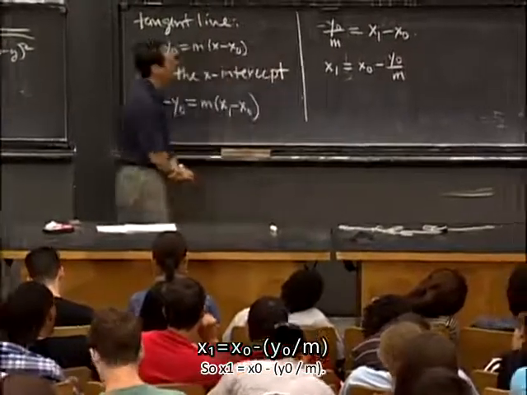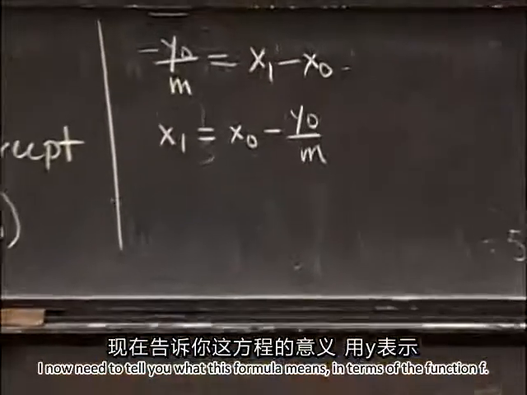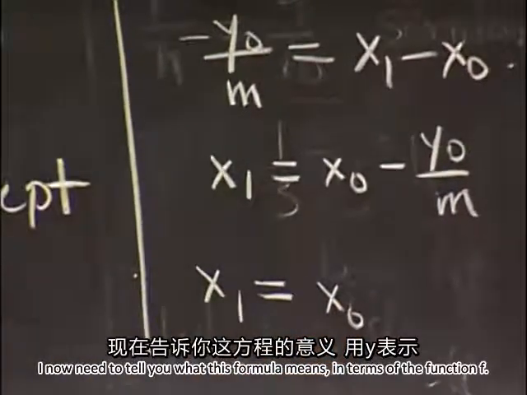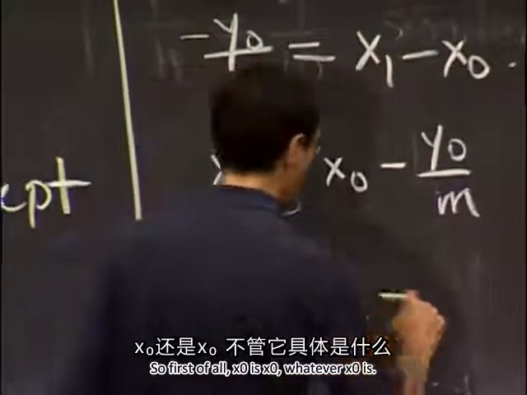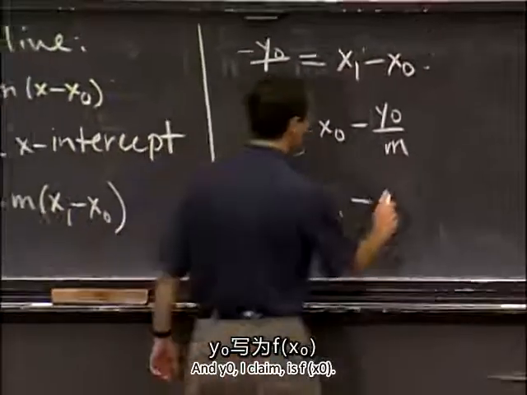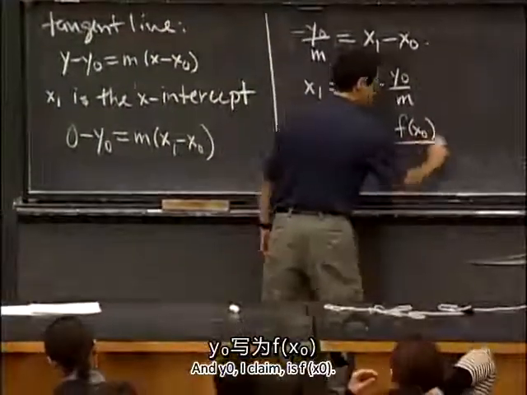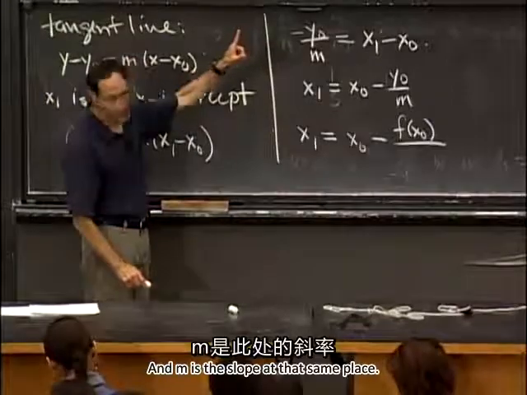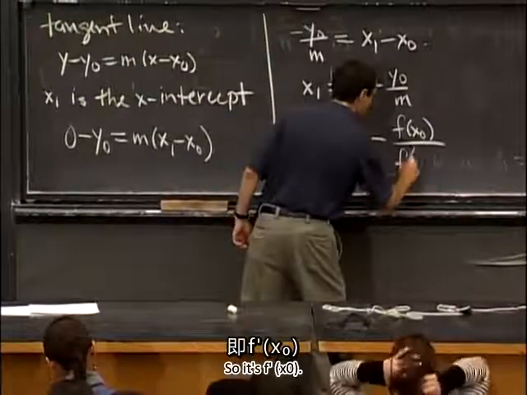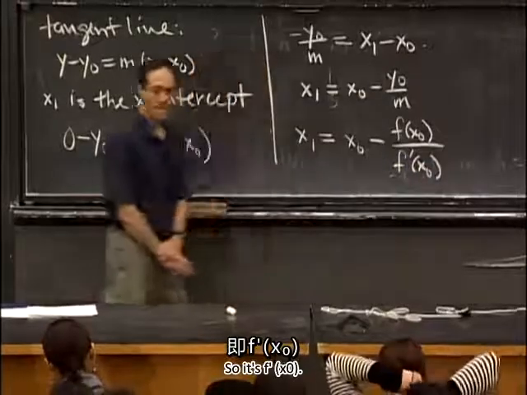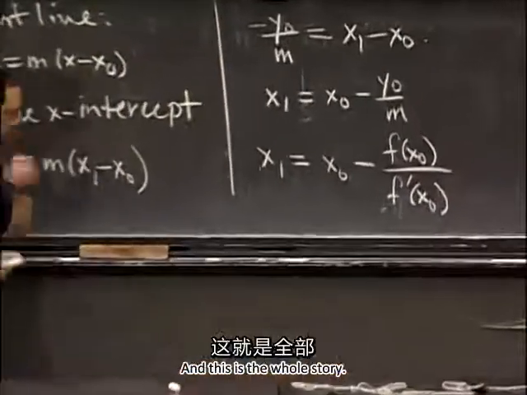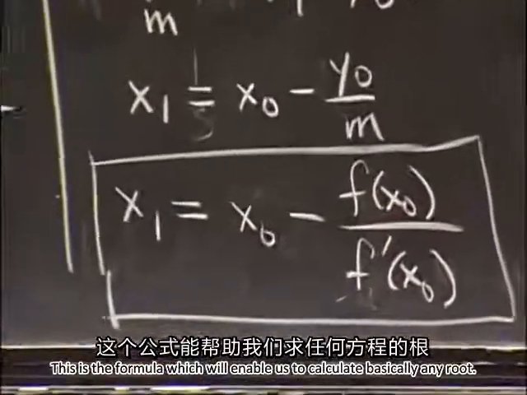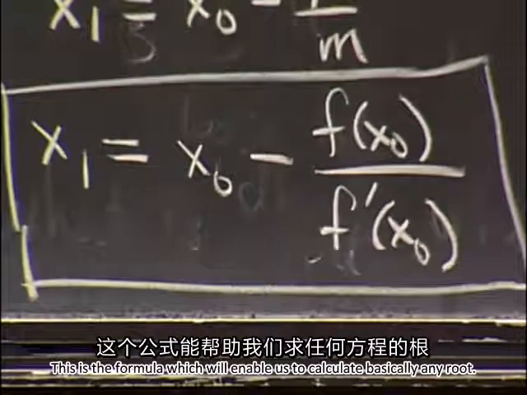All right, now I need to tell you what this formula means in terms of the function f. So first of all, x0 is x0, whatever x0 is, and y0, I claim, is f of x0. All right? And m is the slope at that same place, so it's f prime of x0. And this is the whole story. This is the formula which will enable us to calculate basically any root.